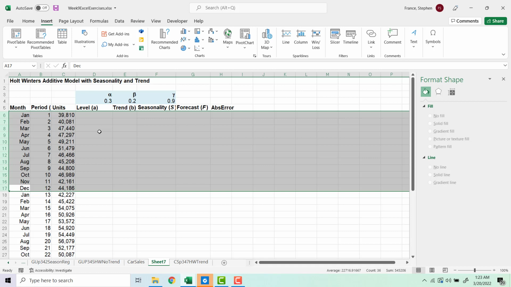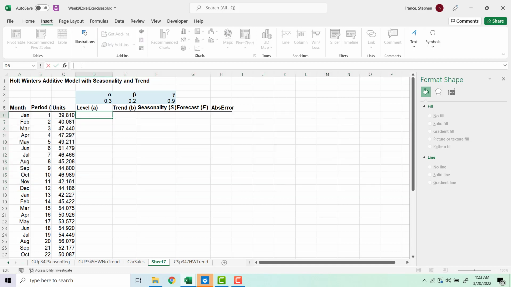And so the first thing we want to do is to calculate the level, which as before is the average. So it's the average of everything in the first year. Okay, and I'll just put dollars on this so we can drop down.